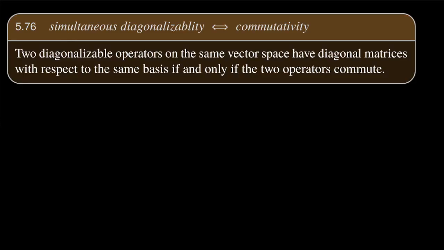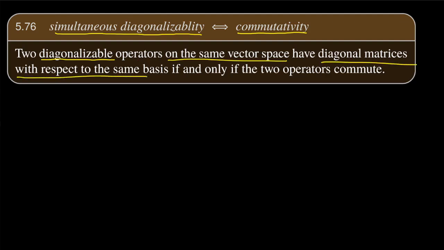Okay, up next, we're going to tie things back into our discussion of diagonalizability in the last section and show that two diagonalizable operators can be diagonalized by the same basis if and only if they both commute. So, two diagonalizable operators on the same vector space, of course, have diagonal matrices with respect to the same basis if and only if they commute. So, let's do the proof.